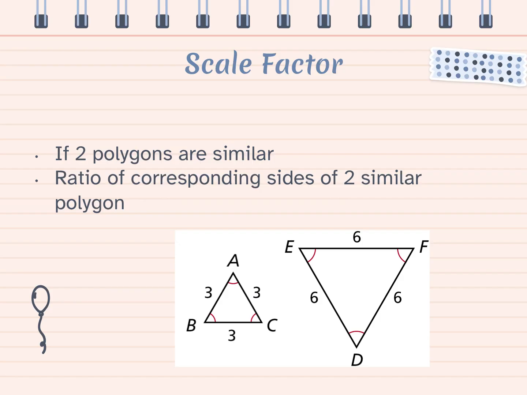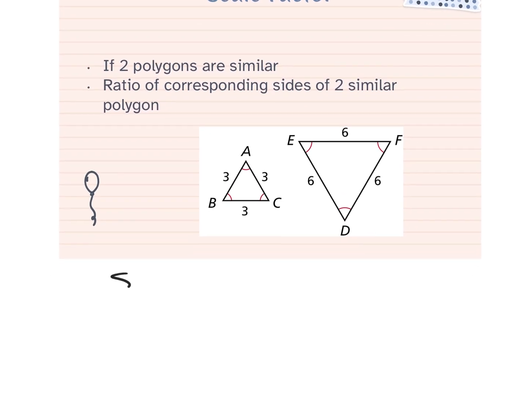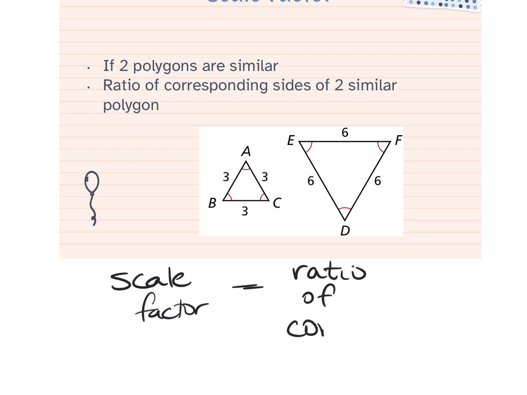Okay, so when you're told that two figures, whether they're polygons, triangles, whatever it is, are similar, then the ratio of the corresponding sides of the two similar polygons will give us the scale factor. So in other words, the scale factor is just the ratio of the corresponding sides. And really what it is: what did they multiply the original figure by to get to the new figure?